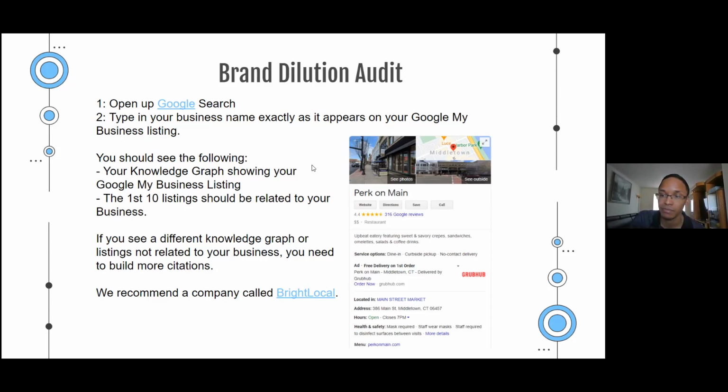Can you explain what the knowledge graph is? Is that what you're showing us on the right? Yes, the knowledge graph is this on the right-hand side. I guess it's Google's own little section for your business, showing you off when someone searches that name. Another thing that could happen is that I search Perk on Main, but the knowledge graph is someone else. That's also not good. The solution is building out more citations and more listings, showing Google, hey, we're a business at this address. And more reviews. More reviews as well. Definitely. Thank you.